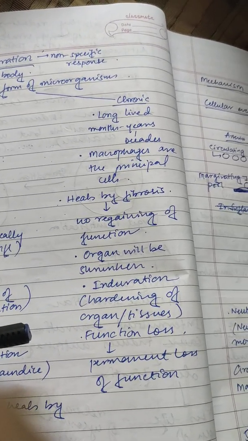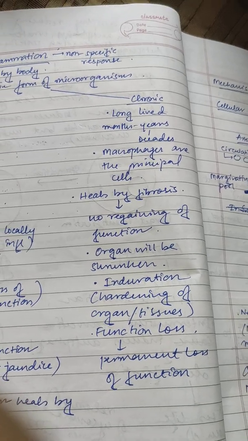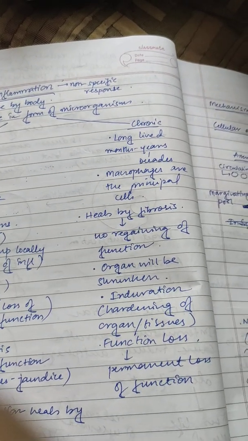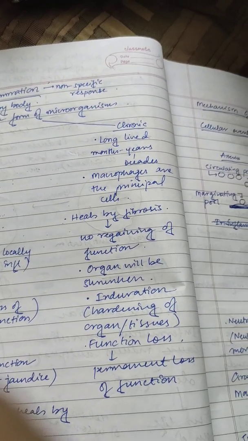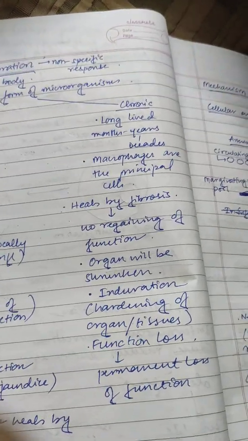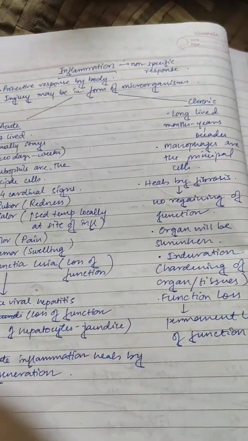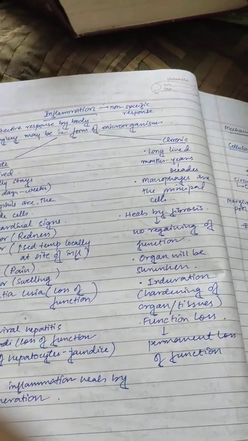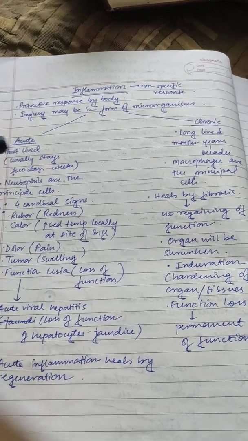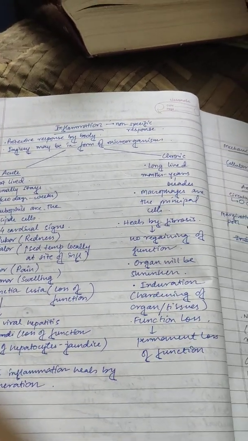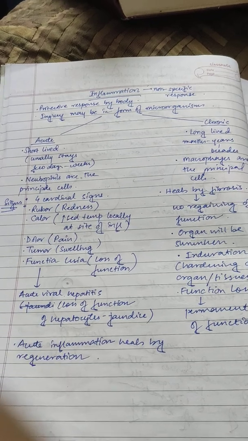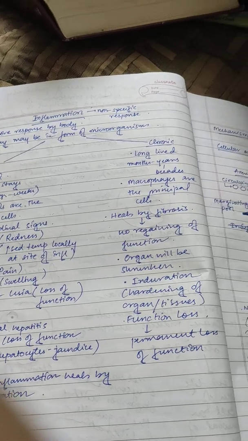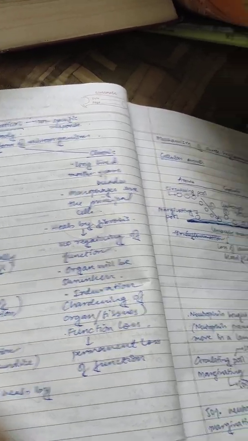And there will be function loss. As in acute inflammation there will be functional issues, there will also be function loss in chronic inflammation, but in chronic inflammation it will be a permanent loss of function. In acute inflammation there is no permanent loss of function. So these are the basic features of acute and chronic inflammation. This is a basic overview I have given you. Acute inflammation generally heals by regeneration, but this is not the case for chronic, where there will be permanent loss of function, as I have said.